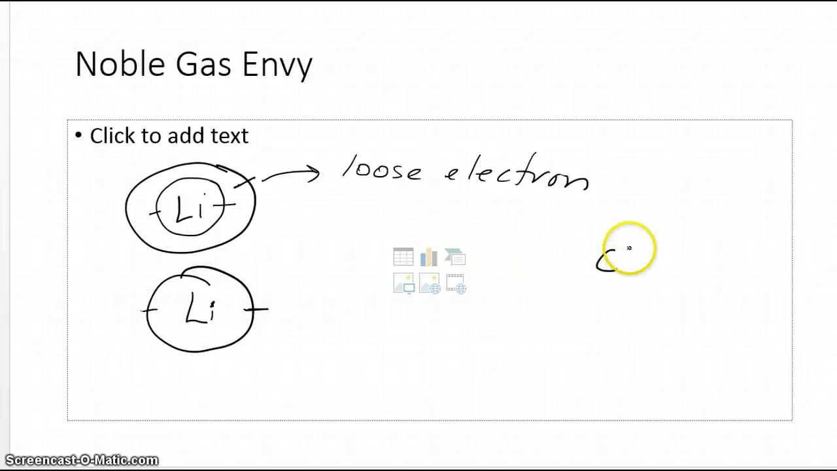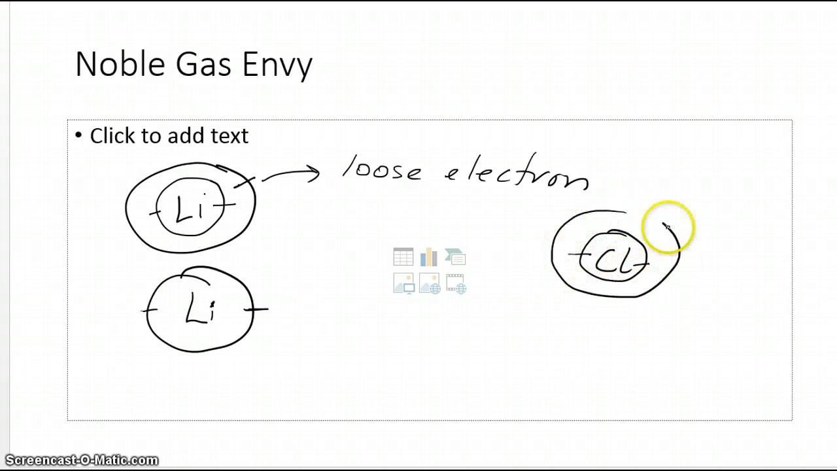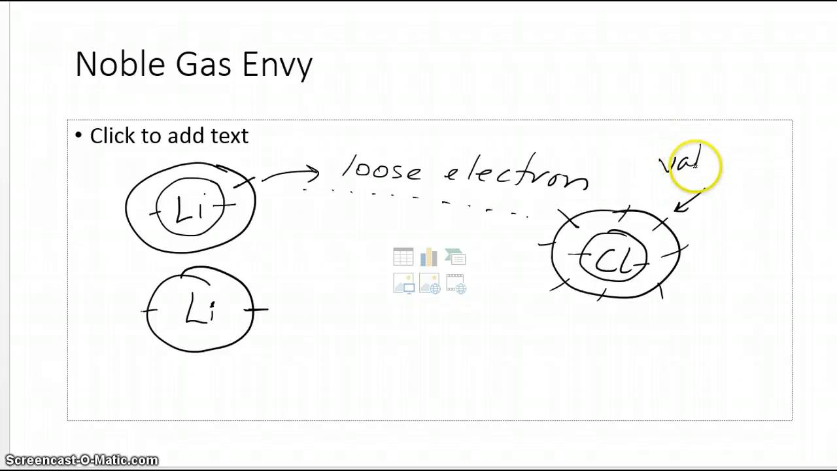On the other hand, chlorine is going to have 7 valence electrons in its shell, and it has 2 shells: 1, 2, 3, 4, 5, 6, 7. And if that lithium will give its electron right over here to that chlorine, it now has a full valence shell.